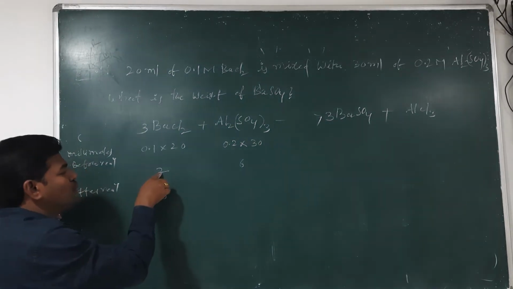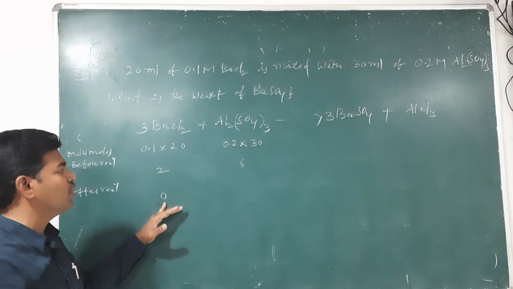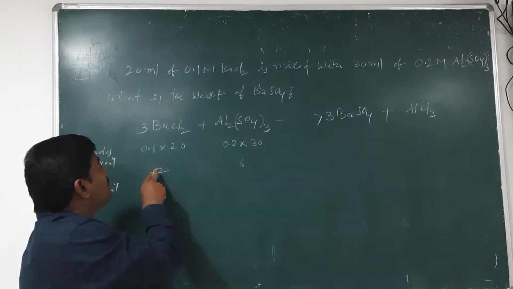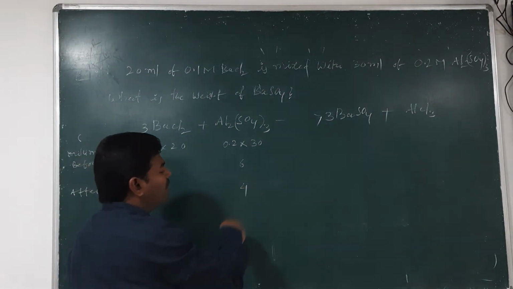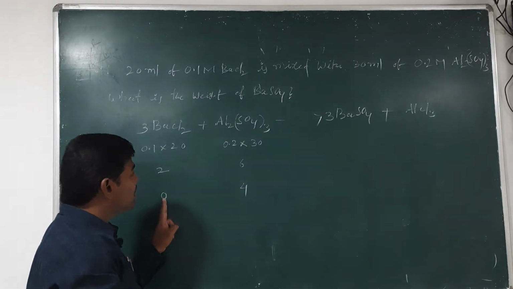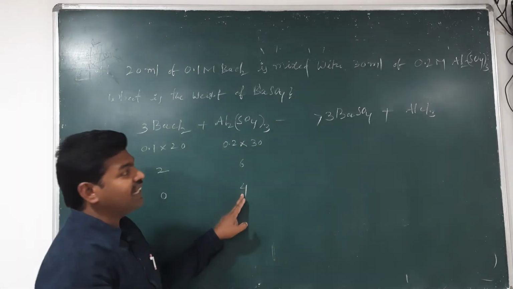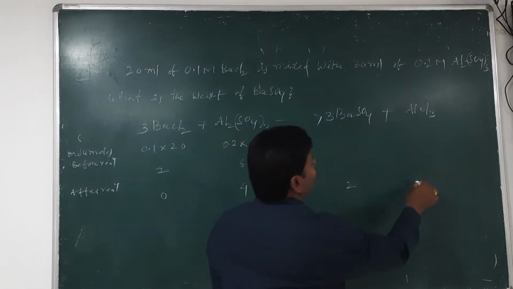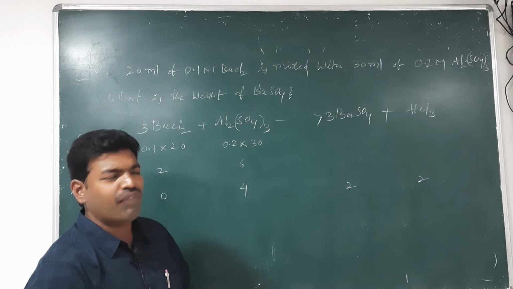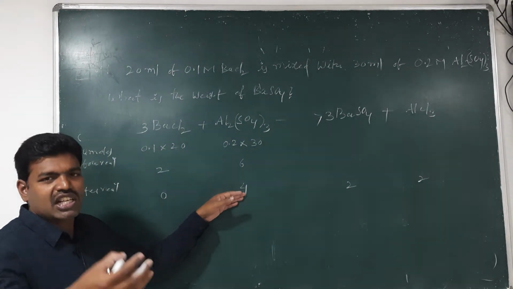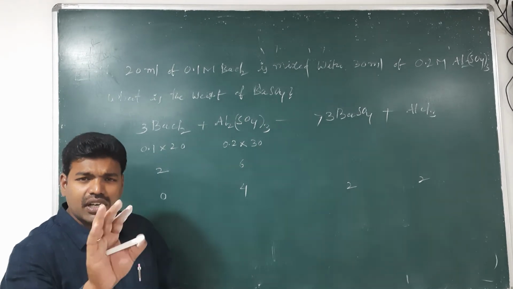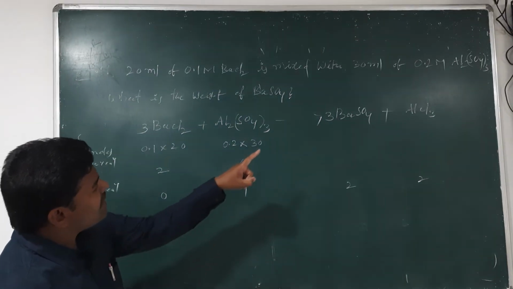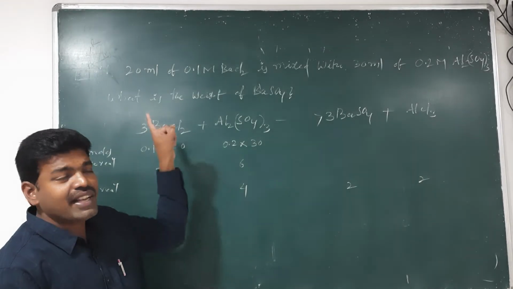Therefore, the 2 millimoles of barium chloride react and its quantity becomes 0, and of the 6 millimoles of aluminum sulphate, 2 millimoles react and 4 millimoles remain. That gives 2 millimoles of barium sulphate, and of course it also gives 2 millimoles of AlCl3. Of course, we can explain this millimoles concept in a broader manner, but that is not required for this problem. So how many millimoles of barium sulphate are formed? 2 millimoles.